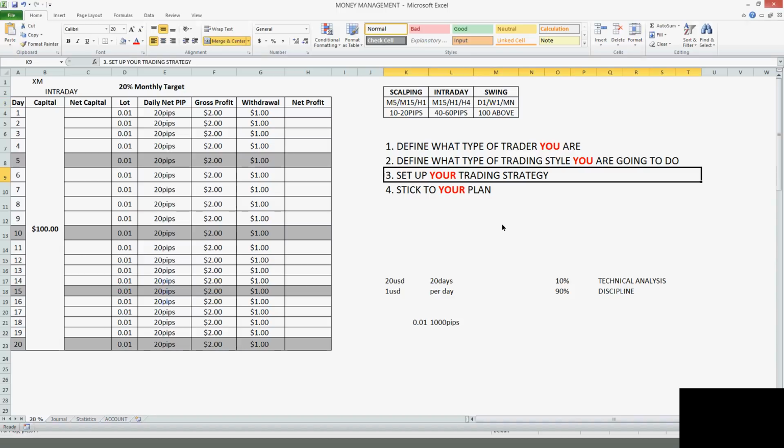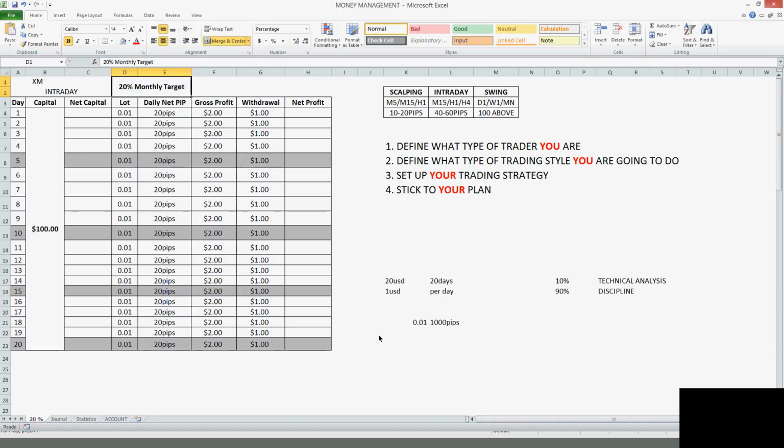All right. So based on this strategy, let's just say that I want to aim for 20% on a monthly target. So this 20% of $100, that's 20 USD. All right. So do not try to earn $20 over a period of one day. That's insane. You're just pressuring yourself. So in a month, there are 20 trading days. So that gives you exactly $1 per day for you to achieve this 20% monthly target.